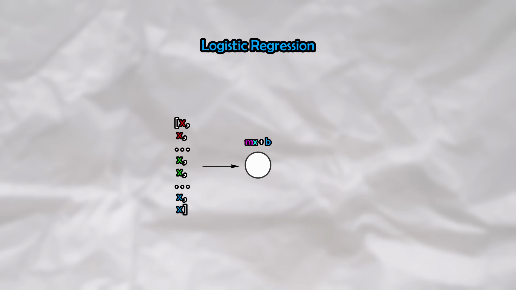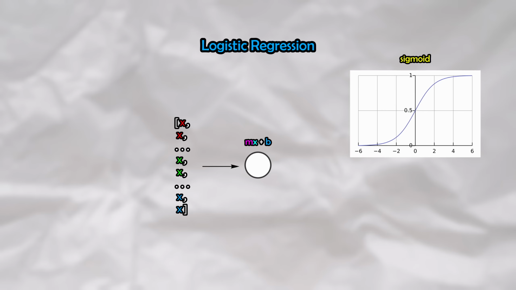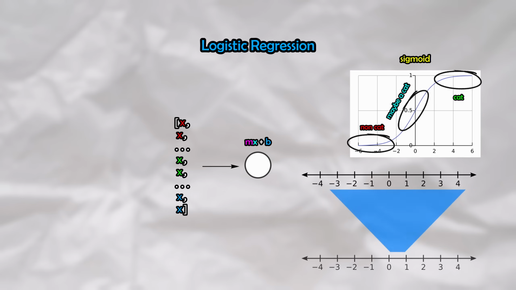In order to restrict our output to be in between 0 and 1, we can apply another type of activation function known as a sigmoid function, which looks like this. Its output values range from 0 to 1, with 0.5 right in the middle, which seems to fit our use case perfectly. Essentially, a sigmoid function takes in any real number as input and squishes it down into the range between 0 and 1.